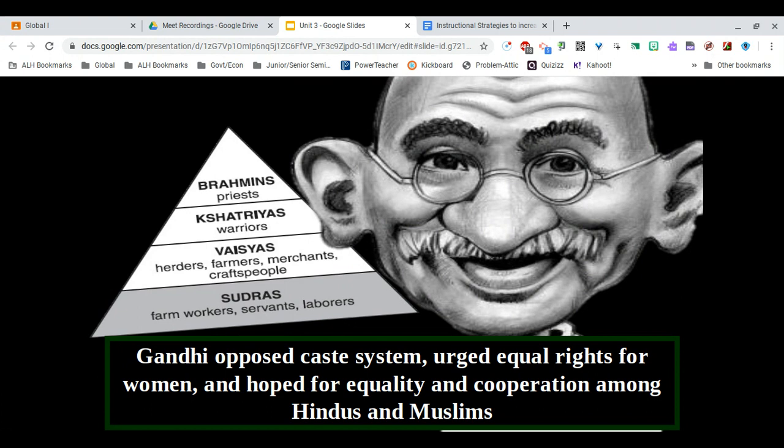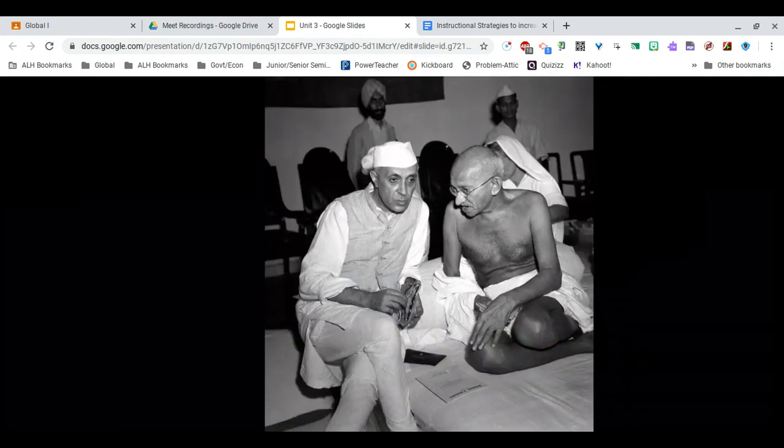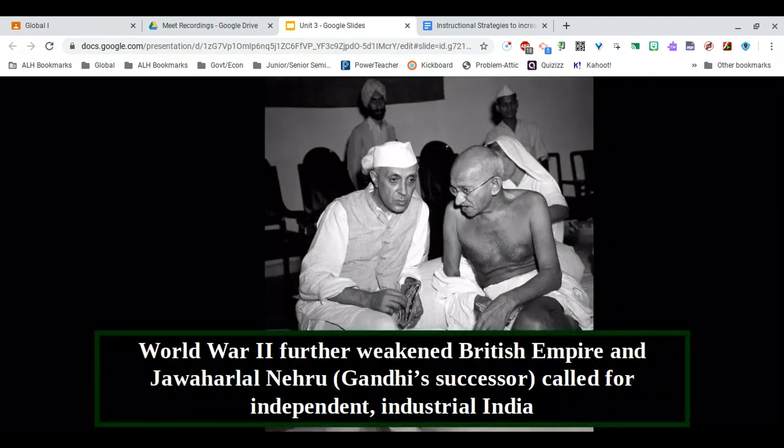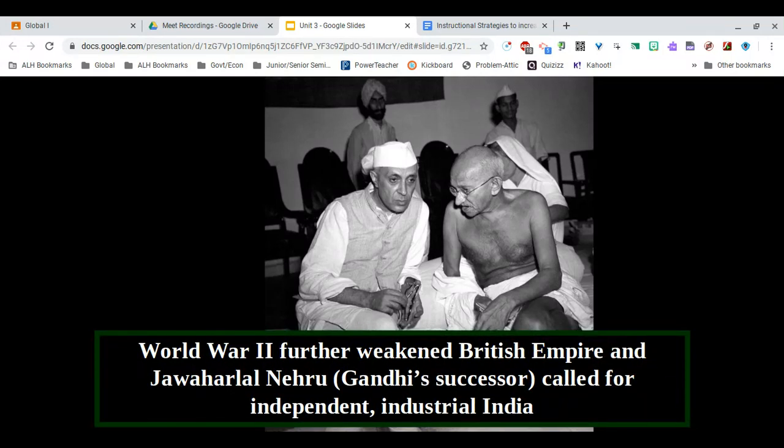And that's where we're going to see the start of the issues between India and Pakistan. World War II further continues to weaken the British Empire, just like we saw in Africa and in Southeast Asia. World War II is really going to set the tone for the rest of the world that now is the time to decolonize. Now is the time to ask for independence.